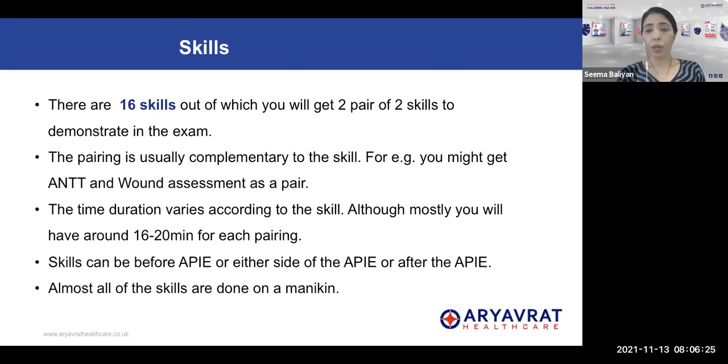But for any 2 skills that you will be doing, it is around 16 to 20 minutes that you will be getting. And also, although API is always together, the skills can be either before you do your API or after you do your API. And almost all of the skills are done on a mannequin.